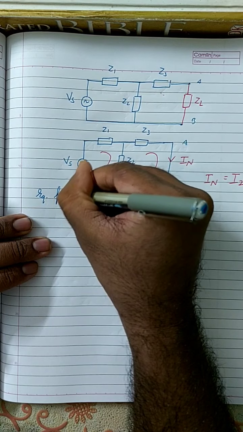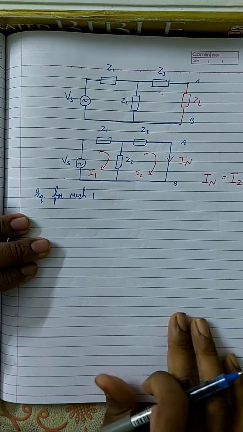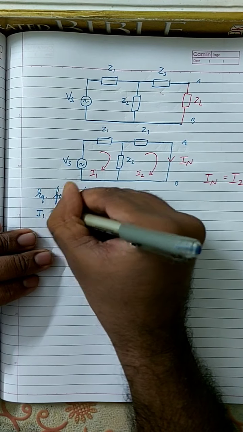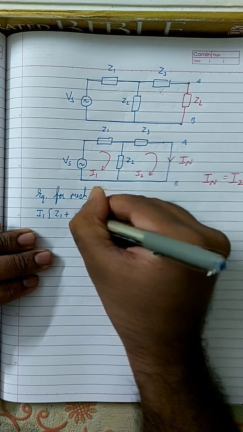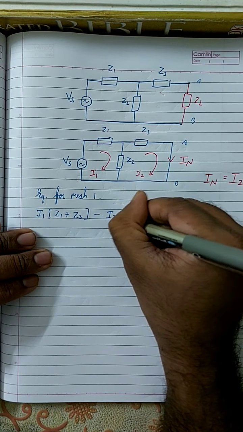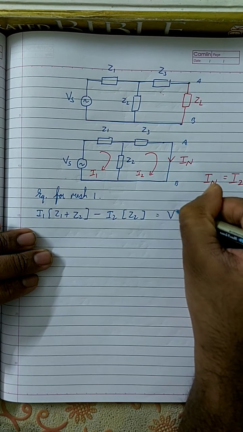So, equation for mesh 1. What is the equation for mesh 1? Same as before. This is I1 into Z1 plus Z2 minus I2 into Z2, right, is equal to Vs.